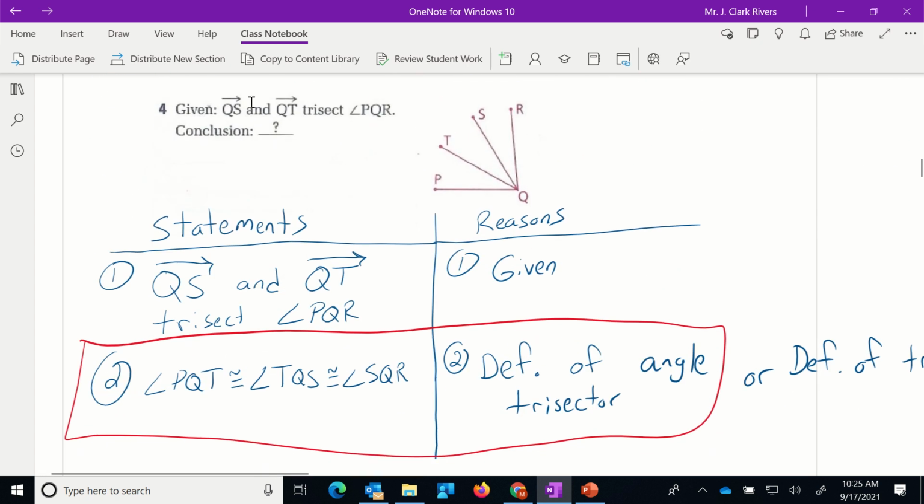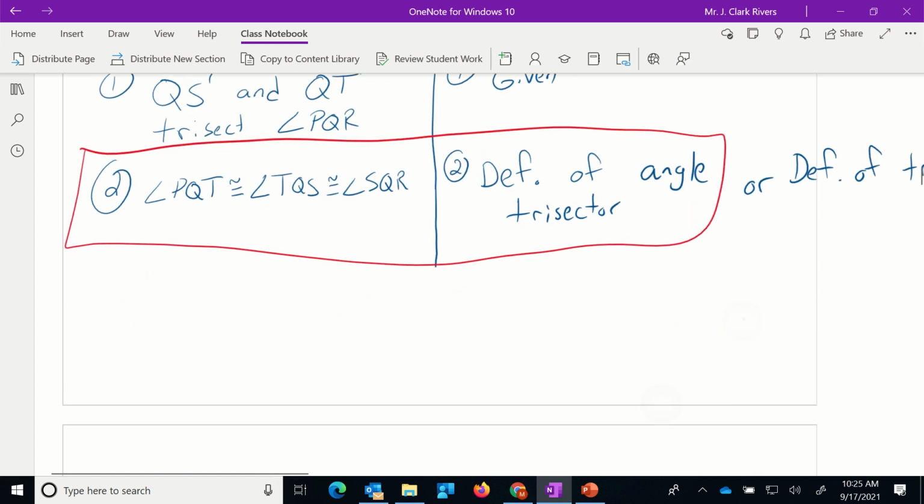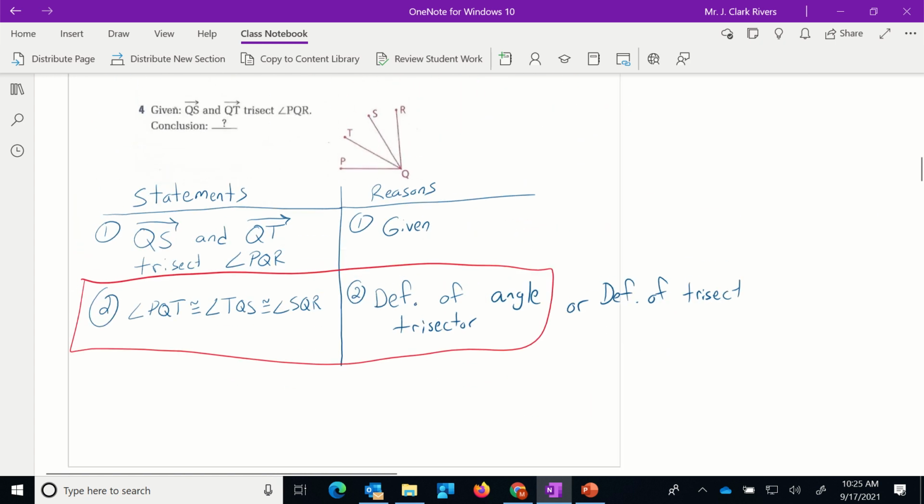Number 4. Given ray QS and ray QT, so here's QS, here's QT, trisect angle PQR. You see that in our given information here. Our conclusion is PQT, this angle here, is congruent to TQS, this angle here, and it's also congruent to angle SQR, that angle there. That is the definition of trisect, or you might say definition of angle trisector, but you should have that in the red box. Questions on that?